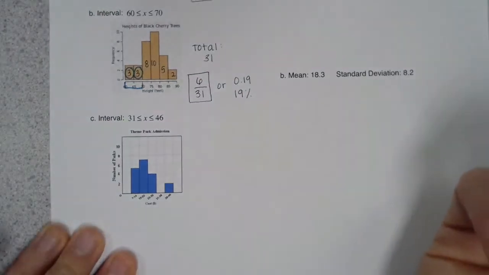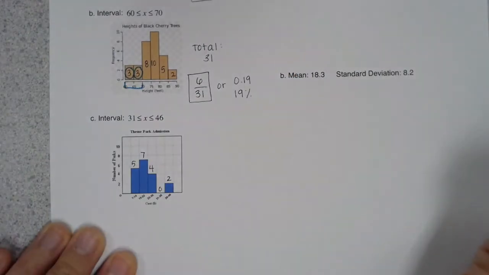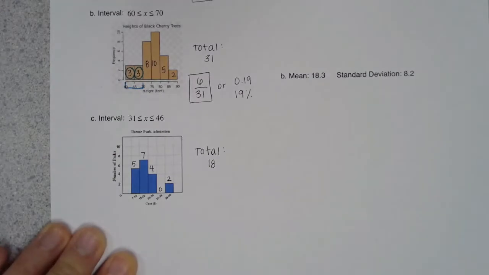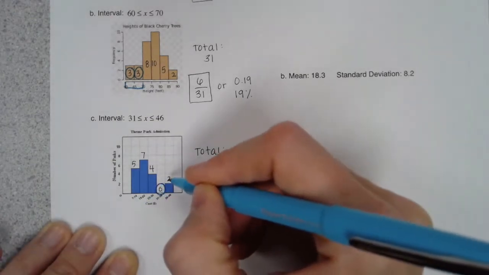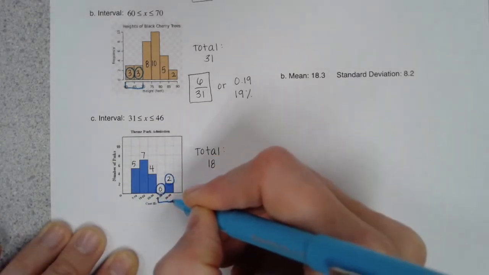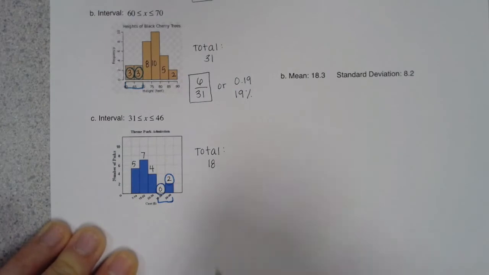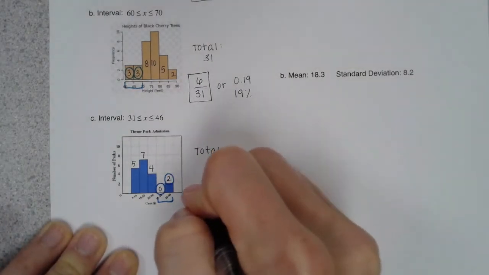On example number C, we'll start the same way. And so on this one, when you add up all of those numbers, you get that the total is 18. And then for this one, we're being asked to find the probability that a data value will fall within the range from 31, which is 0 in that bar, to 46. And so we're looking on this interval right here. And so for that, we're going to say that the probability is 2/18.